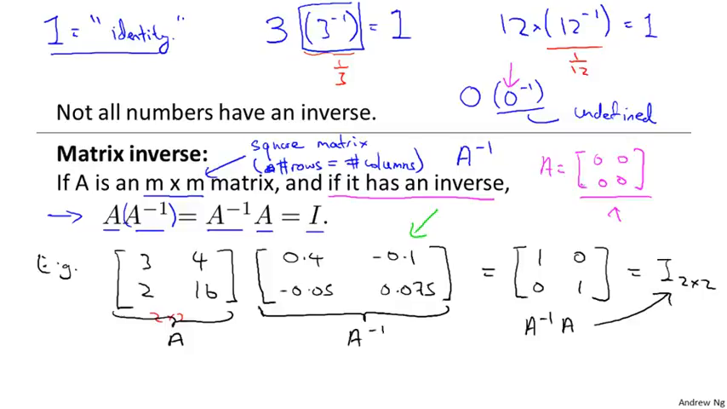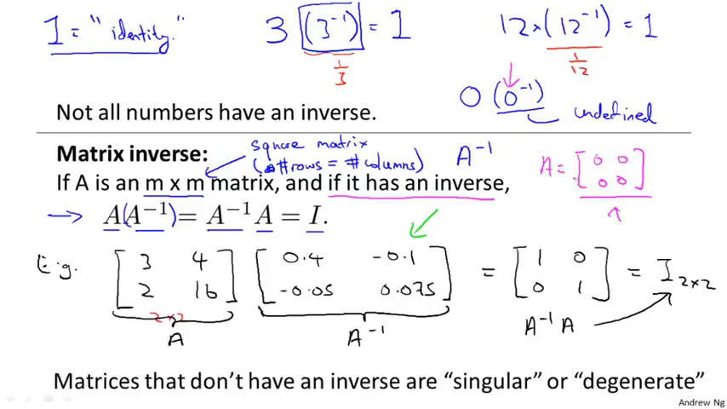And just to wrap up the terminology, matrices that don't have an inverse are sometimes called singular matrices or degenerate matrices. And so, this matrix over here is an example. The 0, 0, 0 matrix is an example of a matrix that's singular or a matrix that's degenerate.